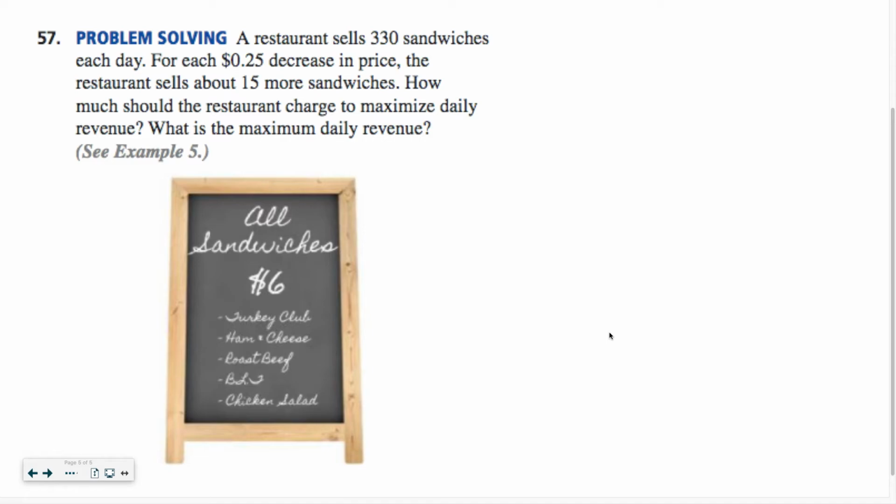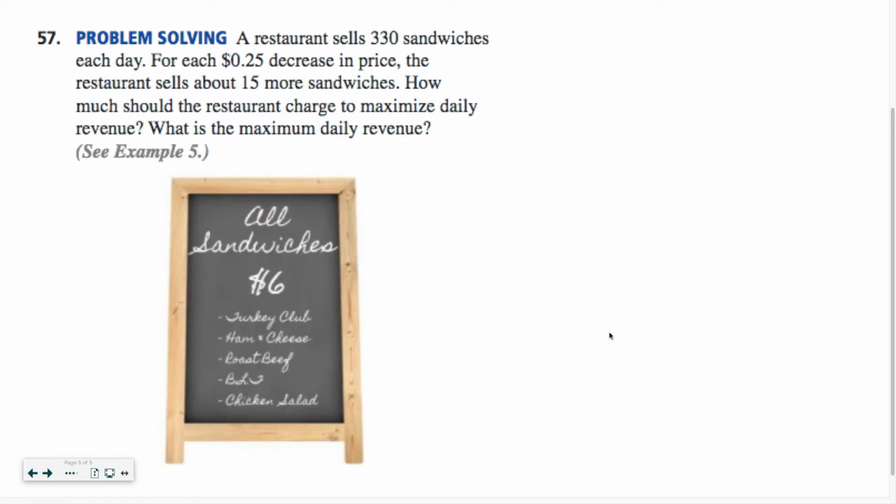Okay. A restaurant sells 330 sandwiches each day. For each 25% decrease in price, the restaurant sells about 15 more sandwiches. Doesn't that make sense? If you lower your price, you sell more? Yeah. Okay. How much should the restaurant charge to maximize daily revenue? What is the maximum daily revenue? So revenue is like the money that you would bring in.